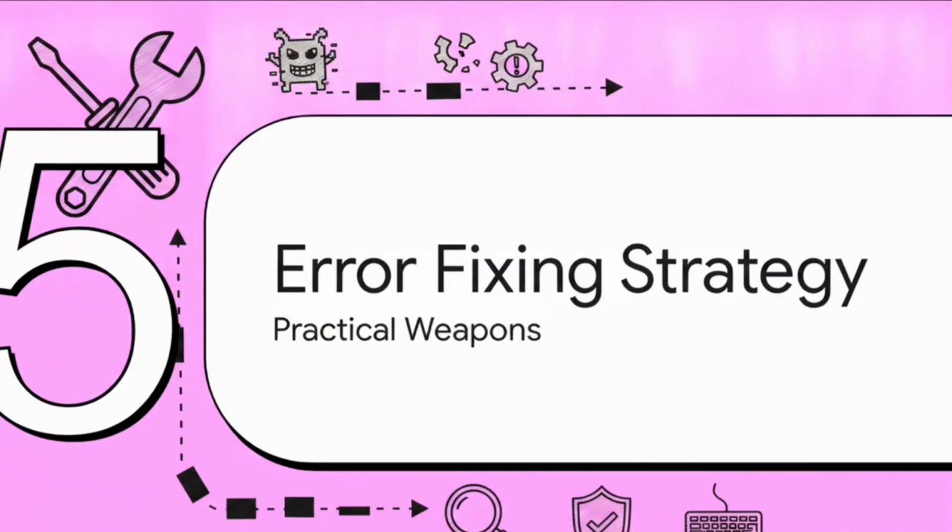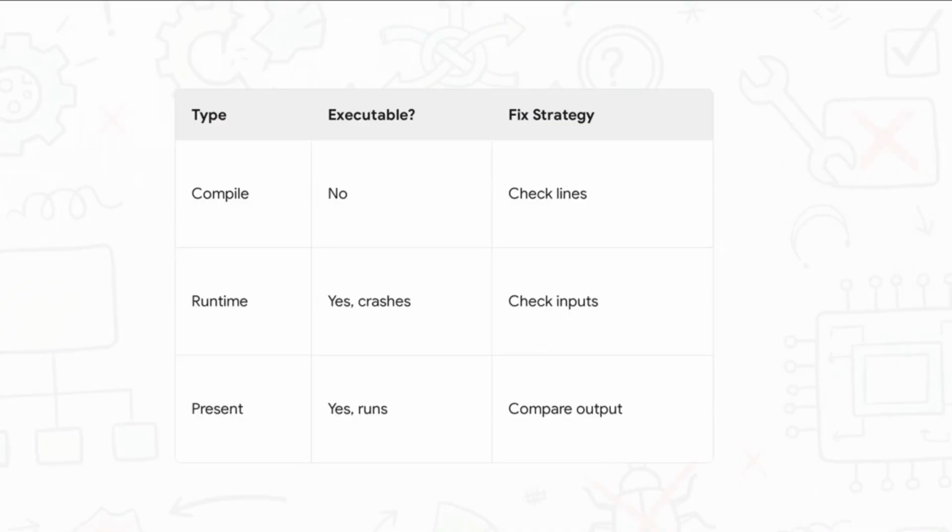All right, bringing it home with Section 5, your error fixing strategy. We've identified the villains in this obstacle course, so let's arm you with a diagnostic framework to actually defeat them. If you don't even get an executable file, it's a compilation error. Your strategy is to go check the exact line numbers the compiler gives you to hunt for syntax typos. Now, if an executable is produced but it crashes mid-run, that's a runtime error. Your fix there is to add bounds checking, validate your inputs, or double-check your memory safeguards. And finally, if it runs fully but the grader rejects it, presentation error. You gotta compare your output against the test cases byte by byte, obsessing over every single trailing space.